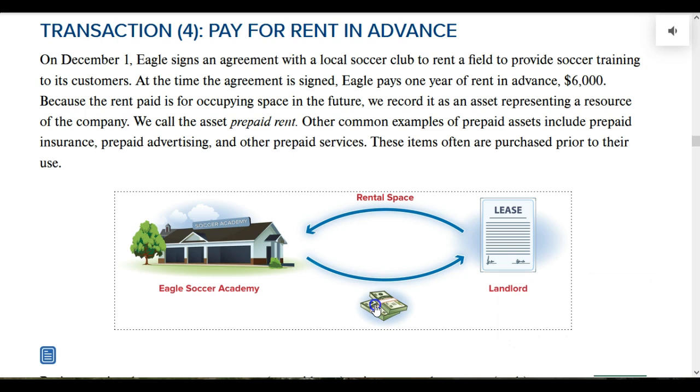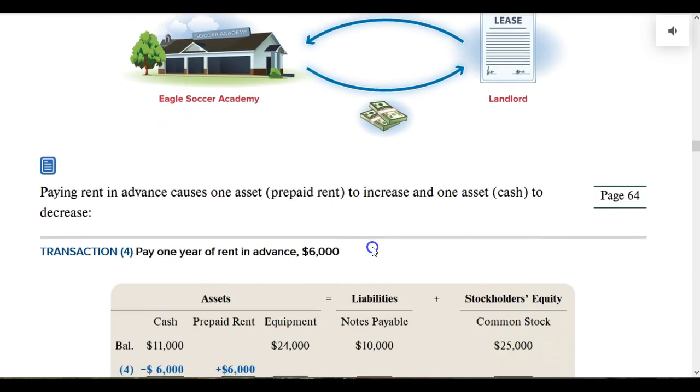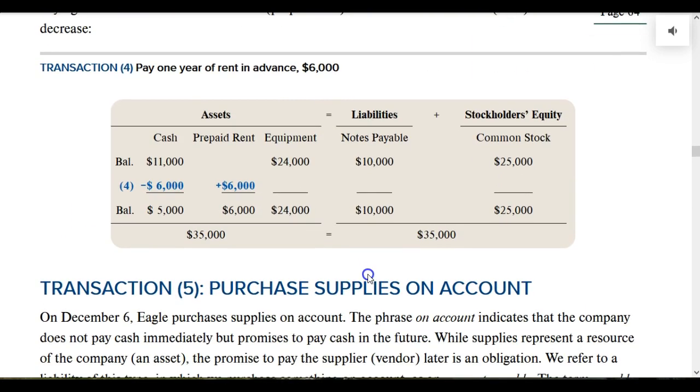That's an asset. So we're going to pay this, so you can see right away we're going to pay out $6,000. Here's the equation. We pay $6,000, and then you answer the question: why did this $6,000 go out the door? Because I paid for rent in advance. And we're going to call this prepaid rent, and it is an asset. So probably in this course we're going to see only a couple of prepaid items, usually prepaid rent and prepaid insurance. In this case, prepaid rent.